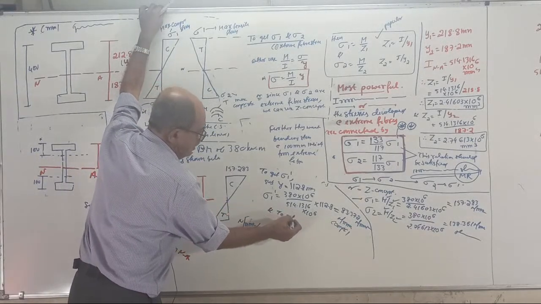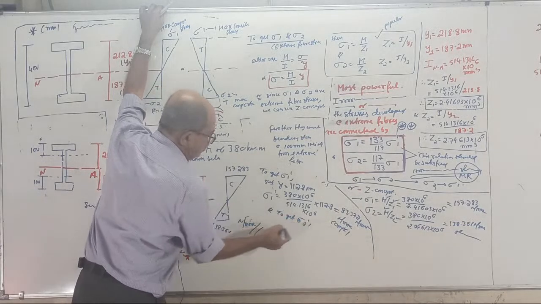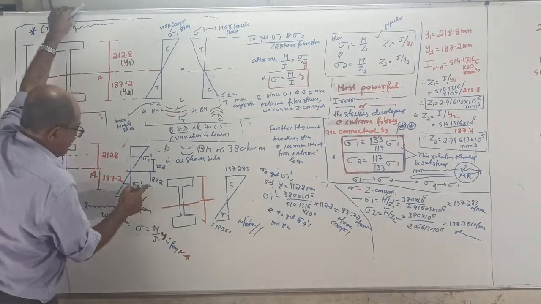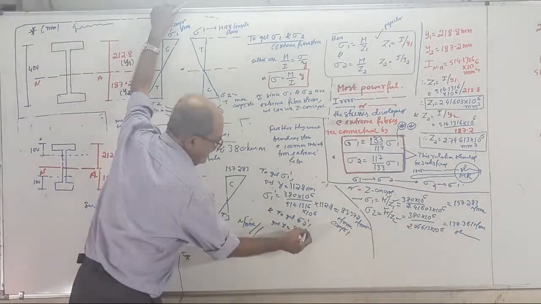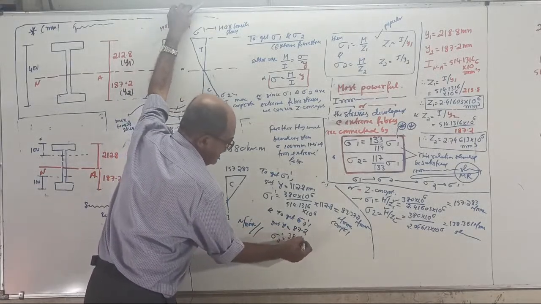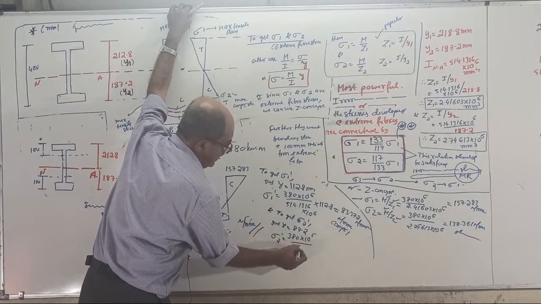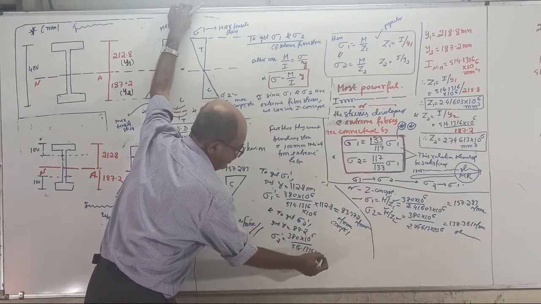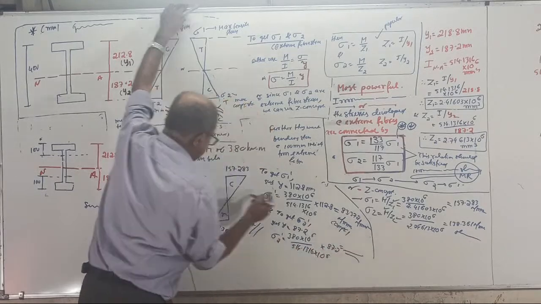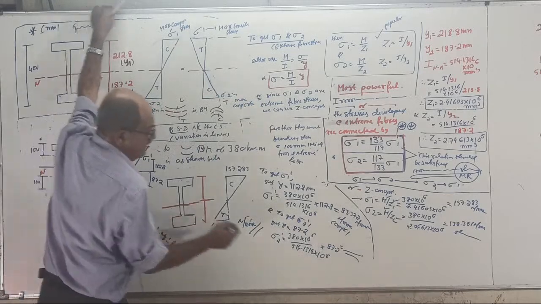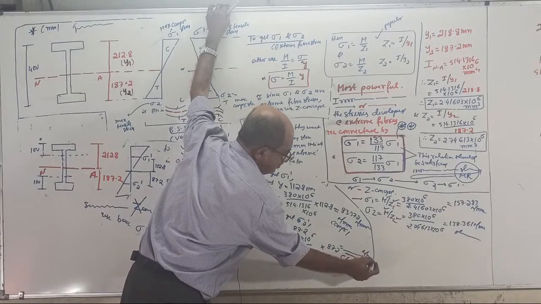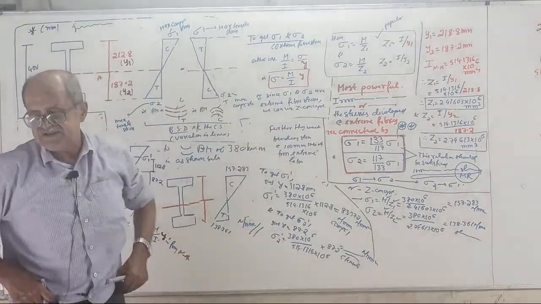To get sigma 2 dash, substitute y equal to, how much is it? 87.2. So sigma 2 dash equals 380 into 10 to the power 6 divided by 514.1316 into 10 to the power 6, into 87.2. What is the answer? Since this is in the tension zone, this will be tensile stress. It will come in Newton per mm square. How much answer? Sigma 2 dash.